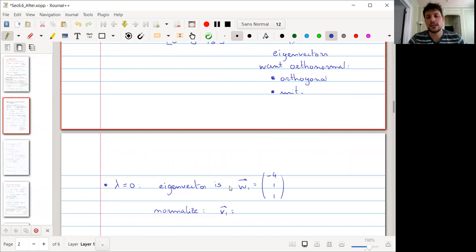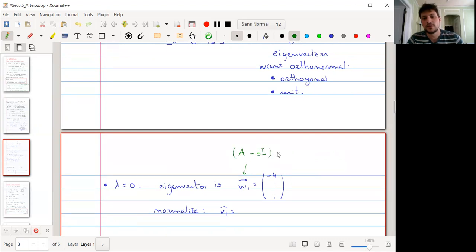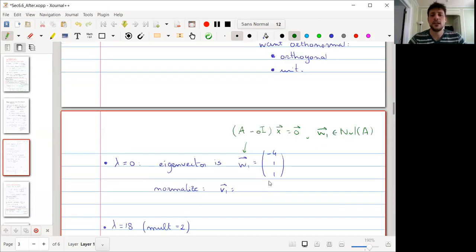It's not too hard to see that you can find an eigenvector for the lambda 0 eigenvalue. To find this w1, all I did was to solve A minus 0 times the identity, times x equals 0. So in other words, w1 belongs to the null space of A, because A minus 0 times the identity is A. So you find that this is not going to work for your orthonormal basis of eigenvectors because its norm is bigger than 1.